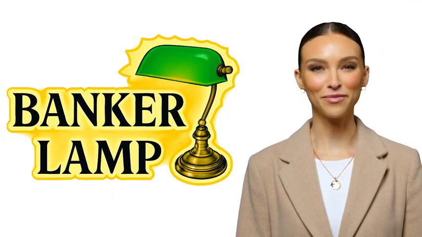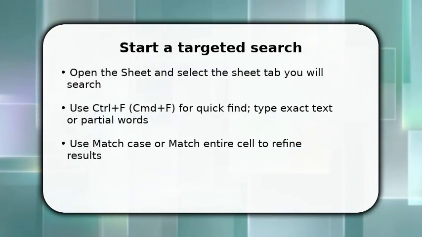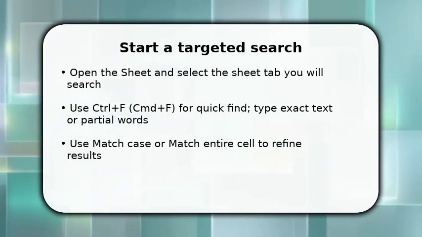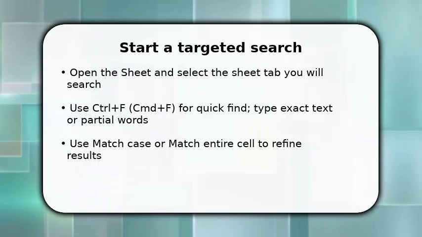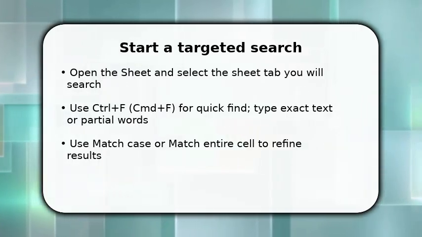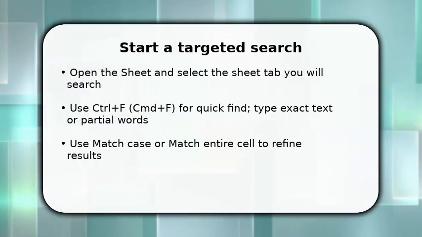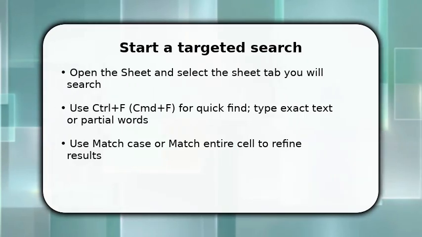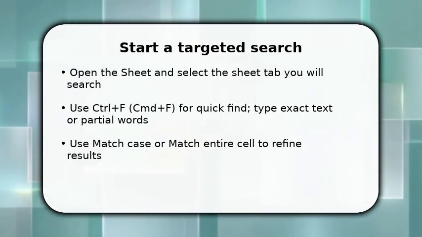Please enjoy the video. You begin by focusing on the sheet and what you need to find. Click into the sheet, then press Ctrl+F or CMD+F to open the Quick Find box. Type a word or fragment and press Enter. You can toggle match case or match entire cell to narrow down hits, which is useful when similar terms appear.